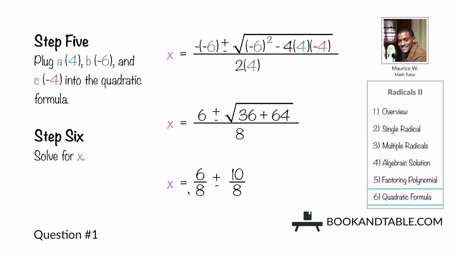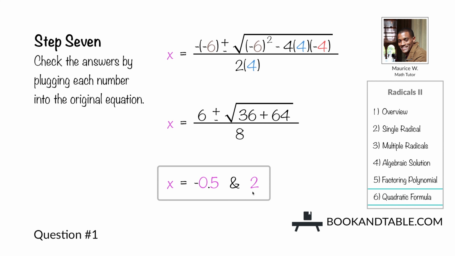So we see x is equal to 6/8 minus 10 over 8. So that would be negative 4 over 8. And x also equals 6/8 plus 10 over 8. And that would equal 16 over 8. So negative 4 over 8 is negative 1/2. And 16 over 8 is positive 2. So we see x is equal to negative 1/2 and positive 2. So now that we've solved for x, step 7, check the answers by plugging each number into the original equation.